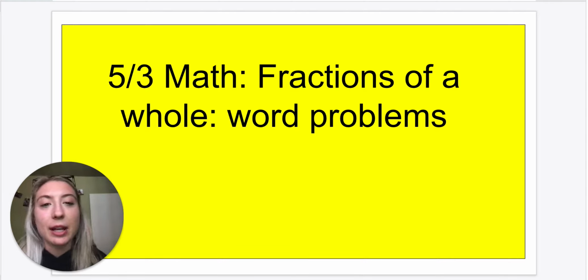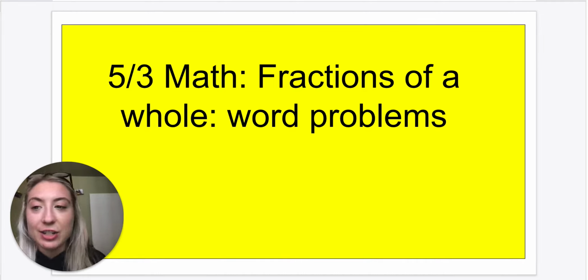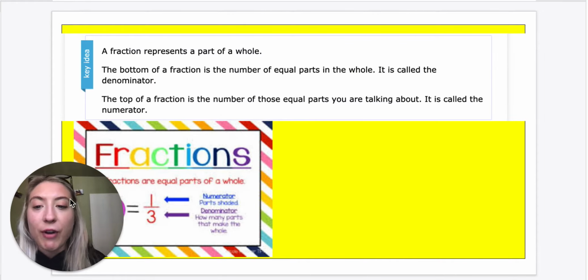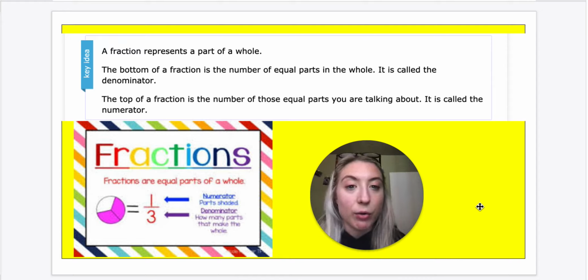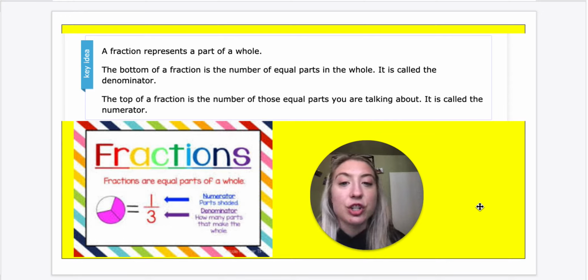Today we're going to be working with fractions of a whole and we're going to be working with word problems today. So let's review our fractions a little bit. Remember, fractions represent a part of the whole. So the bottom number is the number of equal parts of the whole, so that's our total. It is called the denominator. And then our top number is the equal parts that we're talking about, so that's our numerator.